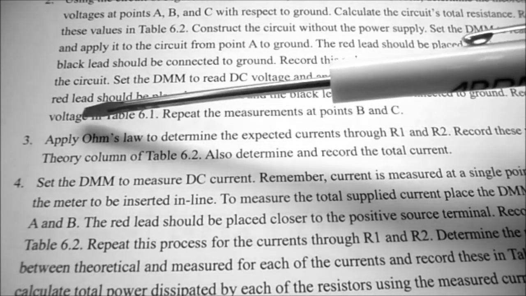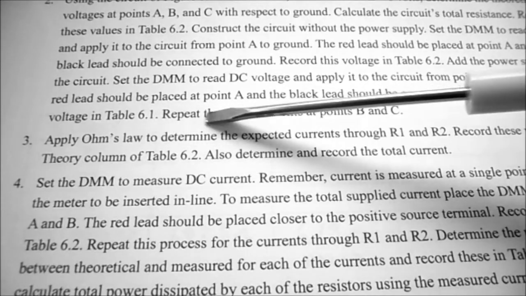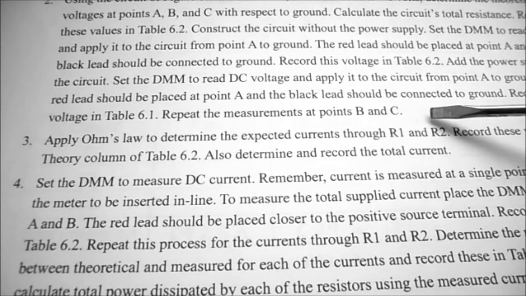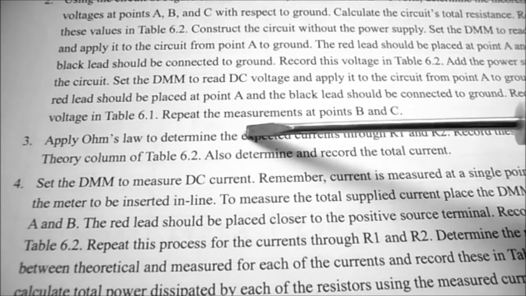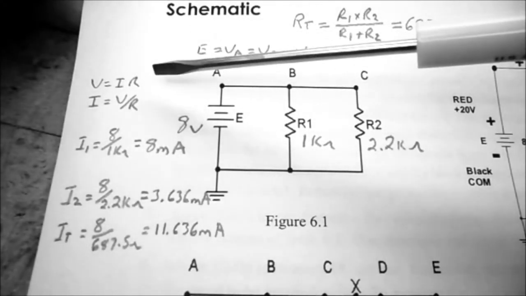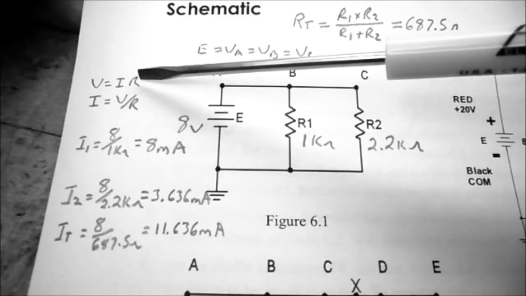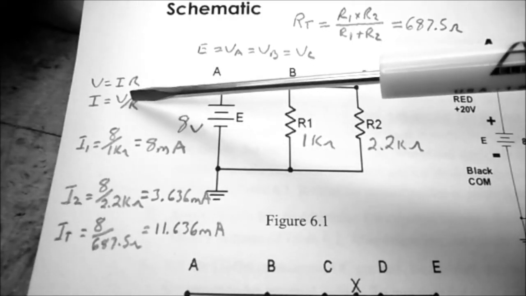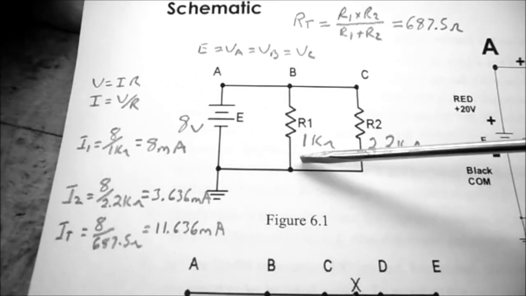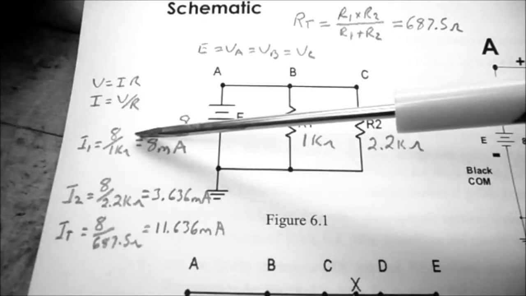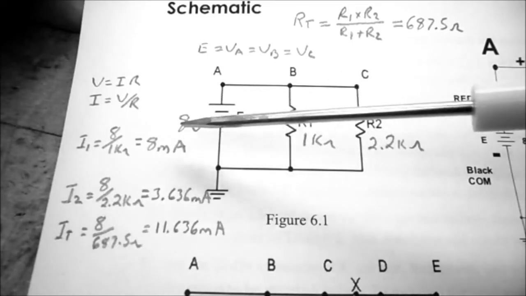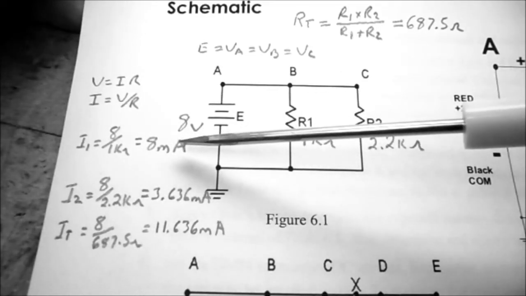So step 3, under the procedure, we're going to apply Ohm's law to determine the expected current through R1 and R2. We're going to record these values in the theory column of table 6.2 and determine and record the total current. So, using Ohm's law, V equals IR, rearranging for I equal to V divided by R, we can see the current through resistor 1, I1, is going to be equal to the 8 volts, which is at point B, divided by 1K, which equals 8 milliamps.